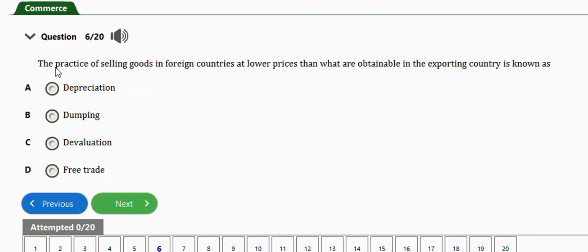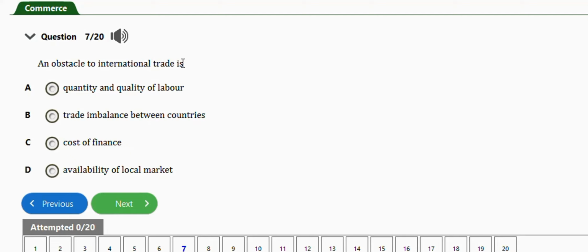It says the practice of selling goods in foreign countries at lower prices than what are obtainable in the importing country is known as. The right answer to this question is option B, dumping. Okay, next question is this one. It says an obstacle to international trade is we have quantity and quality of labor, trade imbalance between countries, cost of finance, availability of local market. The right answer is option B, which is trade imbalance between countries.